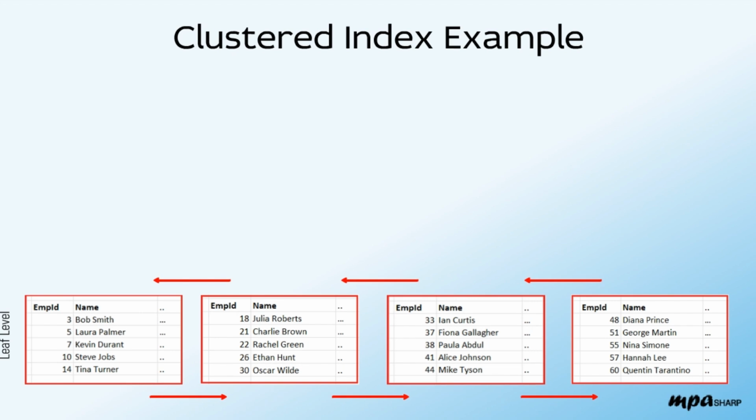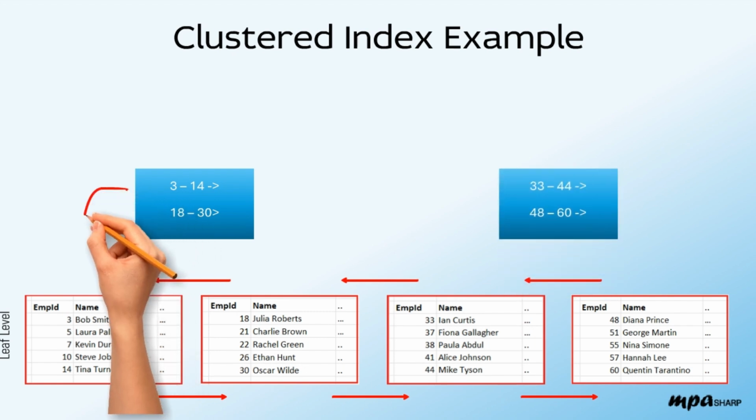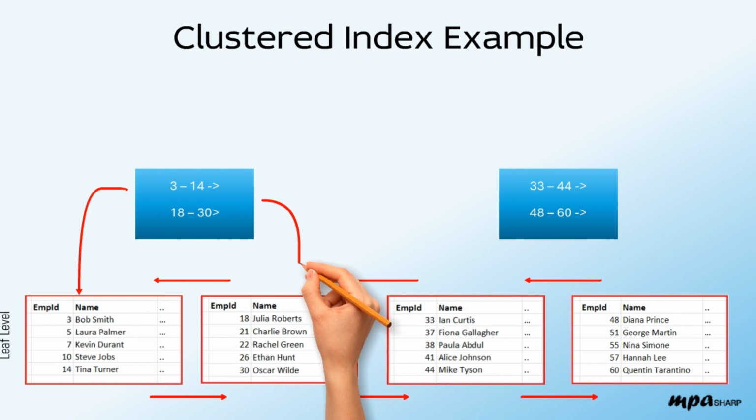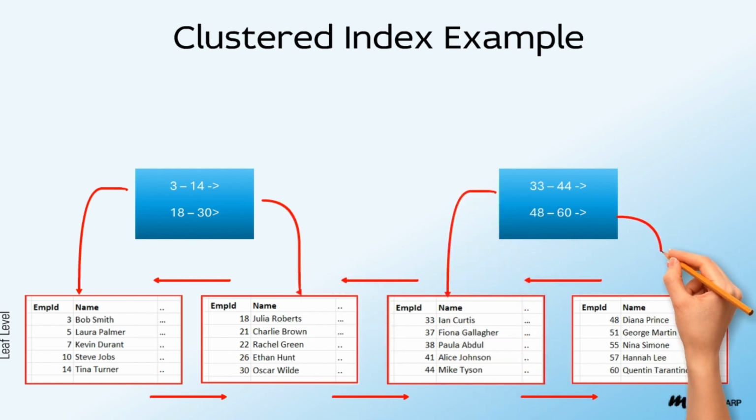Let's move to the intermediate level of our index. Intermediate level nodes don't actually contain data, but they contain pointers to actual data pages. As you can see, we have 2 intermediate level nodes. The left one contains pointers to records 3 to 30, employee ID 3 to 30.